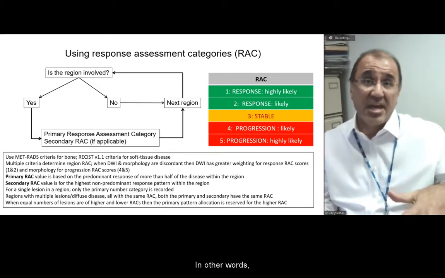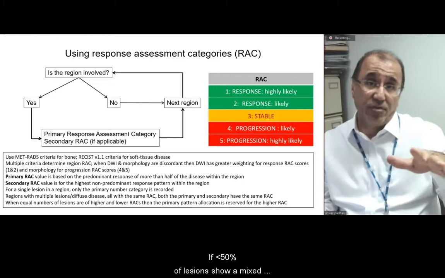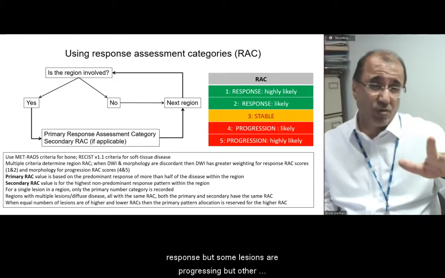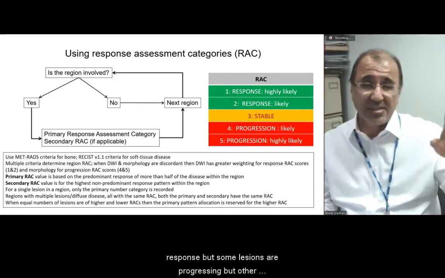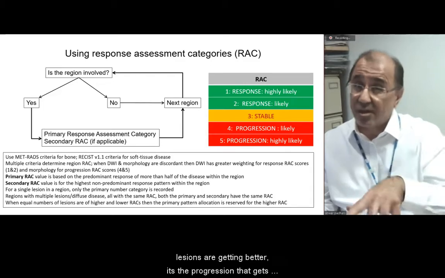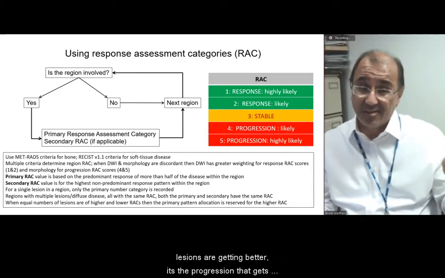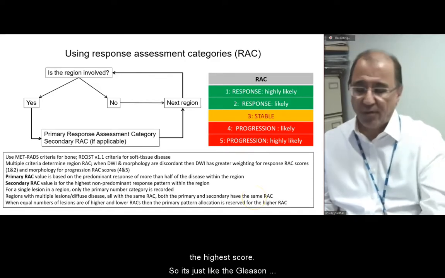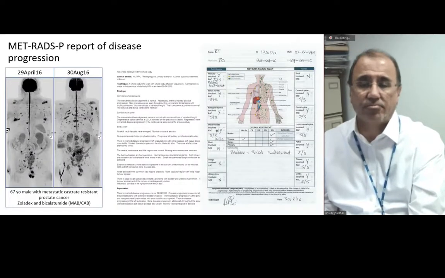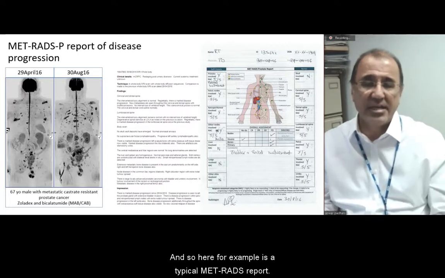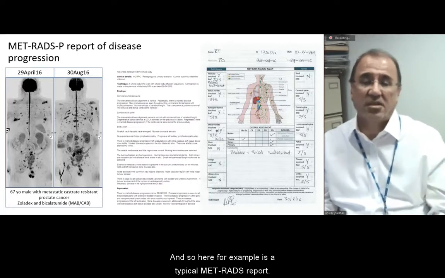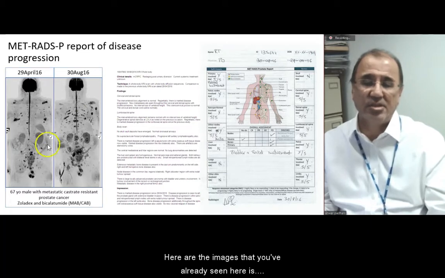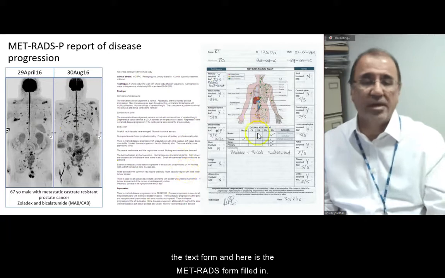So in other words, if less than 50% of lesions show a mixed response, but some lesions are progressing, although other lesions are getting better, it's the progression that gets the highest score. And this is just like for the Gleason scoring system. And so here, for example, is a typical MET-RADS report. So here are the images that you've already seen. Here is the text form, and here is the MET-RADS form filled in.